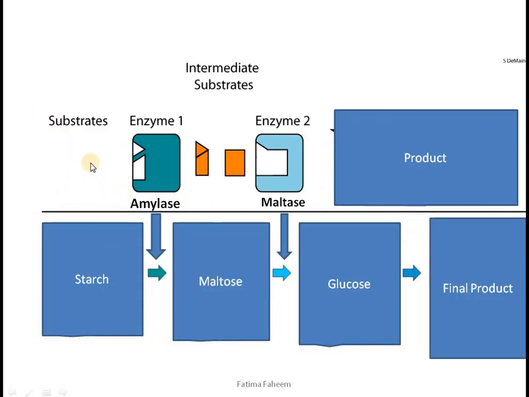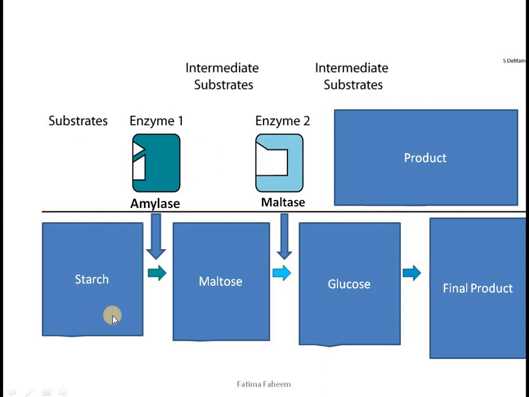Now here in the diagram I wanted to tell you that sometimes one enzyme is not enough to give us the end product. For example, if I have a substrate, let's say starch, enzyme 1 would be amylase, and substrate starch would be converted by amylase into maltose. Then that maltose would be converted by maltase into our final product, which is glucose.